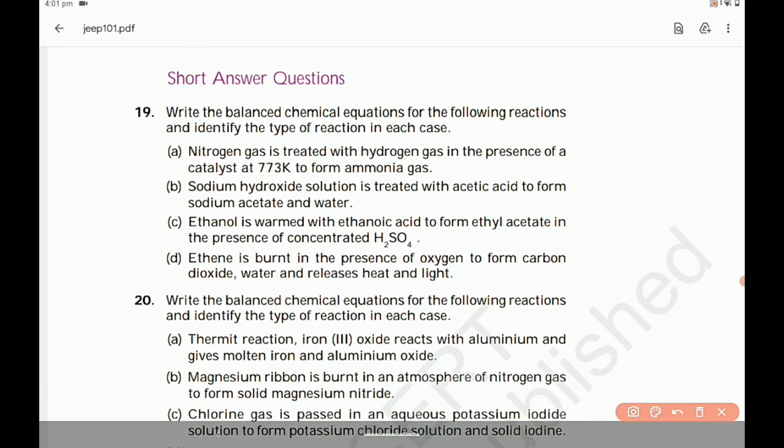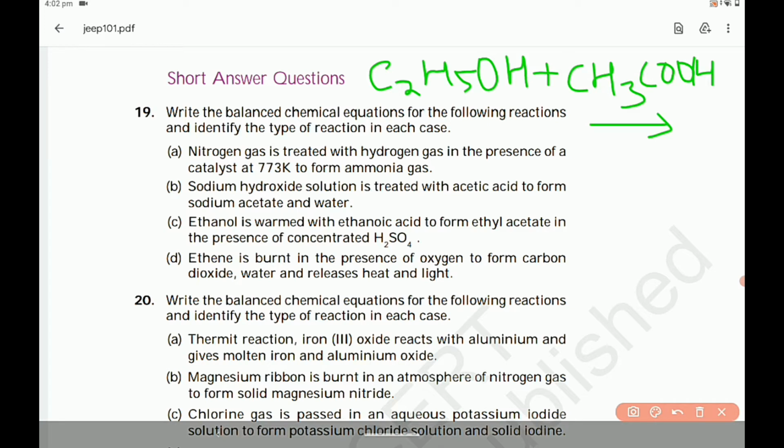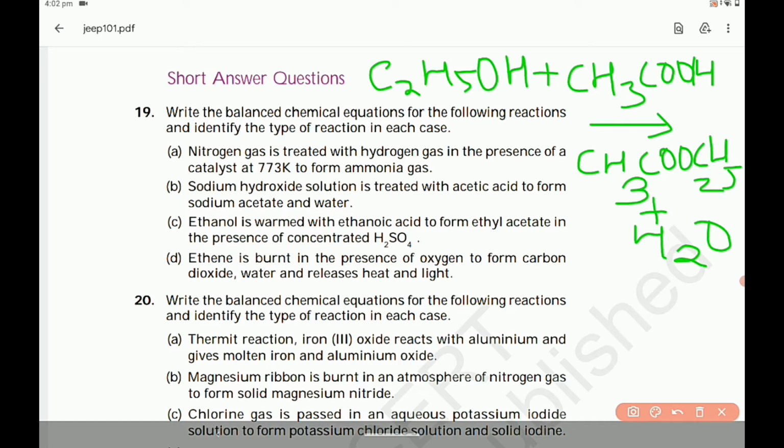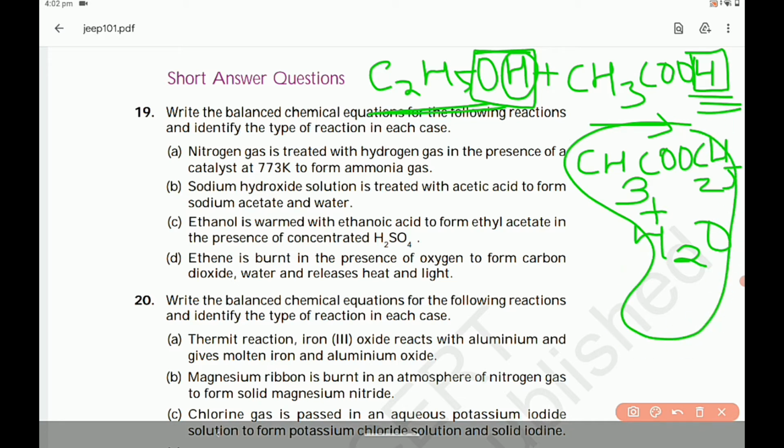Next, ethanol is warmed with ethanoic acid to form ethyl acetate in the presence of concentrated H2SO4. So ethanol is C2H5OH. C2H5OH plus CH3COOH. This is ethanoic acid. Okay, it will form like the previous one only. It will form CH3COOC2H5 plus water. This is also a neutralization reaction. So this OH from here and an H from here is removed and C2H5 occupies this H's position and this reaction takes place. This is also a neutralization reaction.